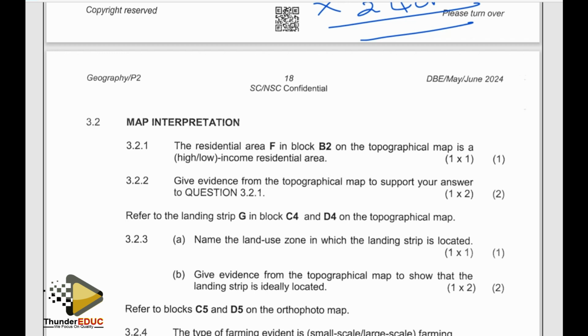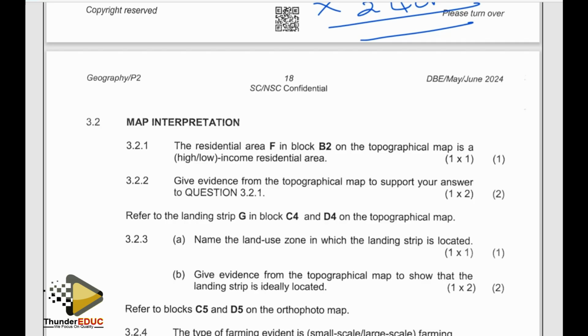You check the land size, the land ownership sizes, the stand sizes. If you see that there is a big space between the housing units, from one housing unit to the other, allowing for free spaces in between, it's a suggestion that the area is a high income area. Or if it is also on the orthophoto map, you can also check the nature of the buildings that we find. In low income areas, the houses are basically small in terms of their sizes.